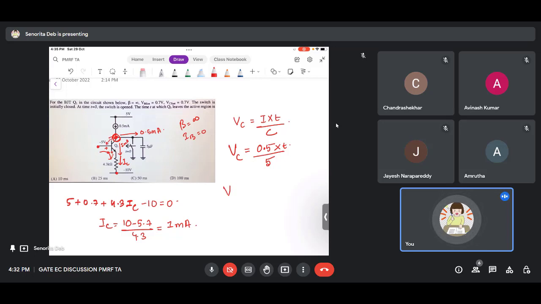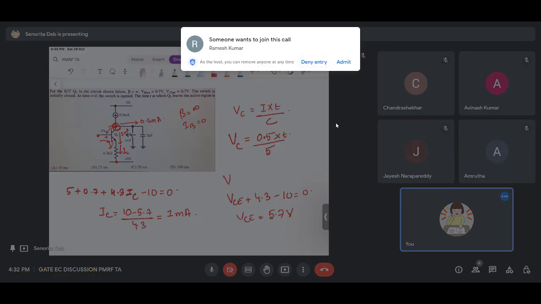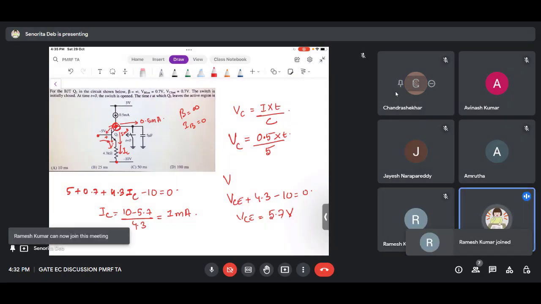How to find VCE from here? So earlier when it was grounded, let me see what will happen. VC plus VCE plus 4.3, and then you have minus 10. So VCE is nothing but 5.7, right? And if this is 5.7, then what I'm getting VCE as, oh, there should be something else given.